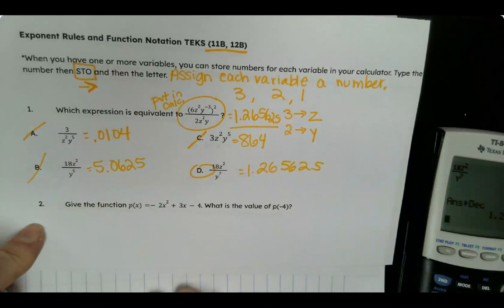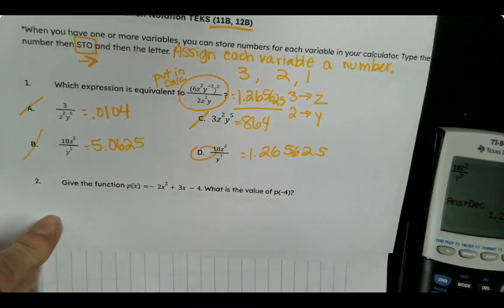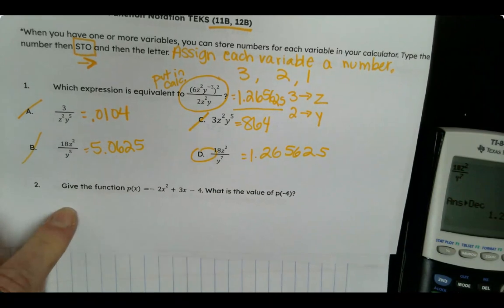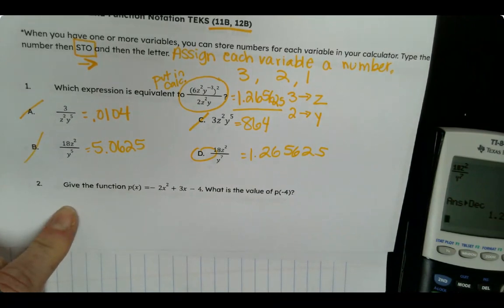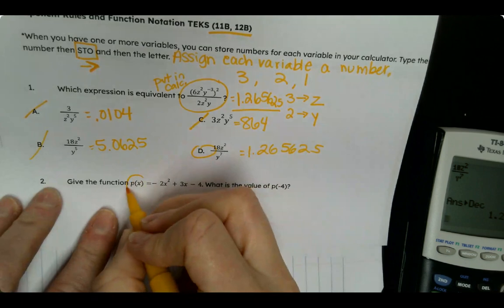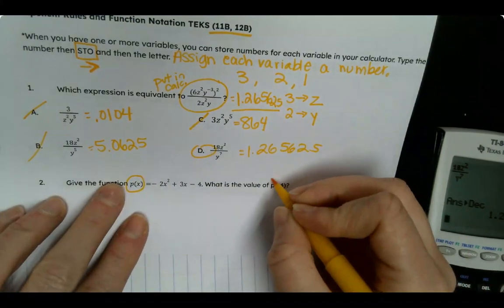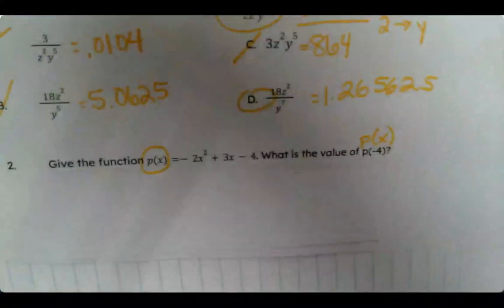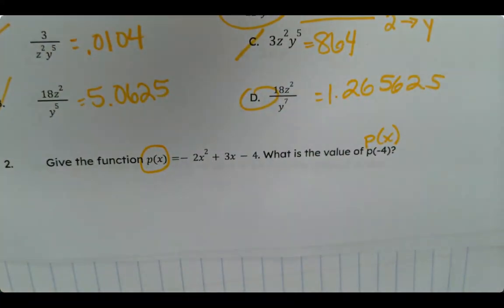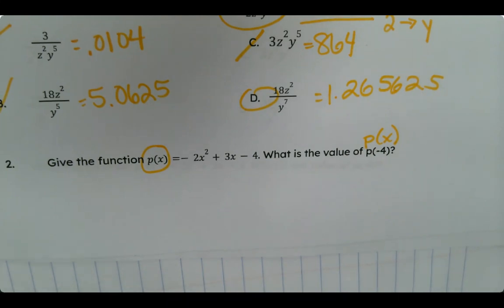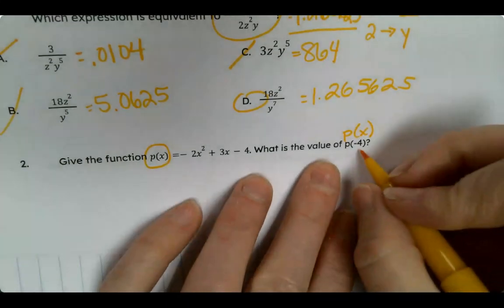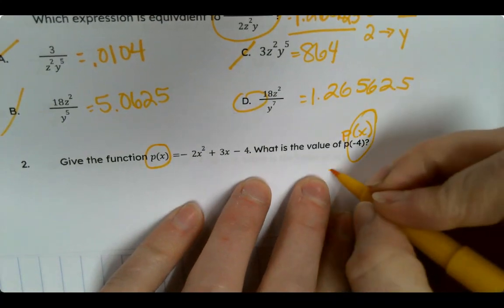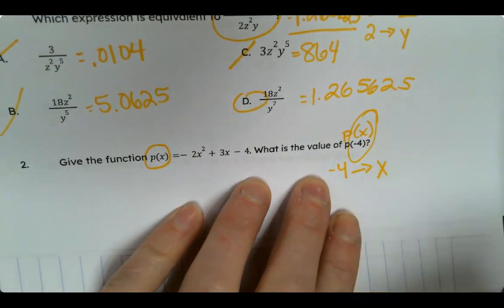Number 2 is called function notation. It says given the function p of x equals negative 2x squared plus 3x minus 4, what is the value of p of negative 4? So see how this says p of x, but here it says p of negative 4? I'm going to put p of x over the top of that. So p of that number means that x is negative 4.